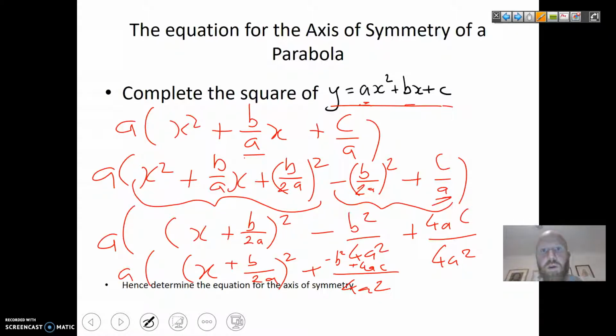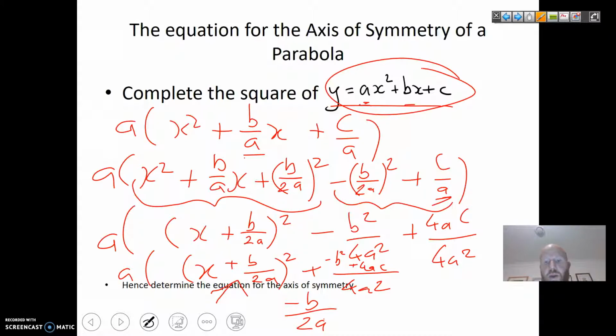Well, from your work looking at graphs in turning point form, right there we can see that there would be a horizontal translation of negative b over 2a. So no matter what numbers you have up here, your turning point will be moved negative b over 2a. That's your axis of symmetry.